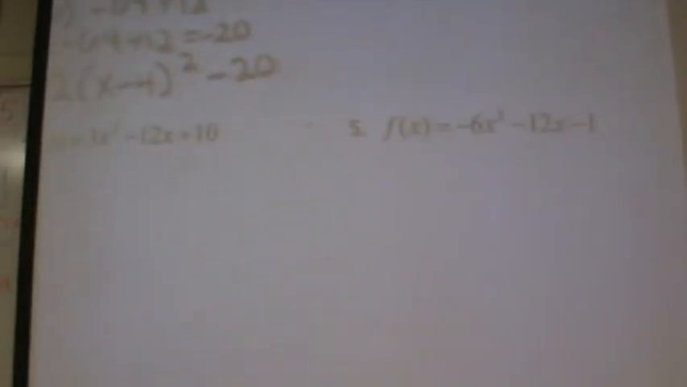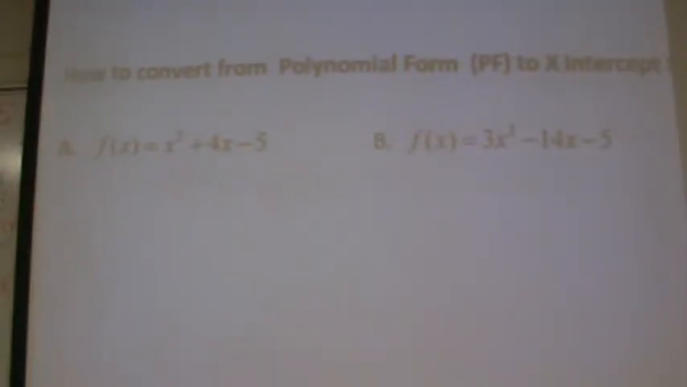So for 4, 5, and 6, I want you to go from polynomial form to transformation form, whichever way you want. Do you want to complete the square, or do you want to find axis of symmetry and vertex? We'll go to the next 3 problems. These 3 are in polynomial form. We could go from polynomial form to vertex form. We just did it.